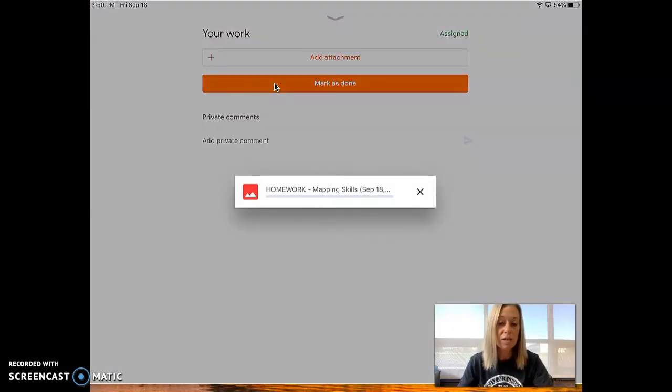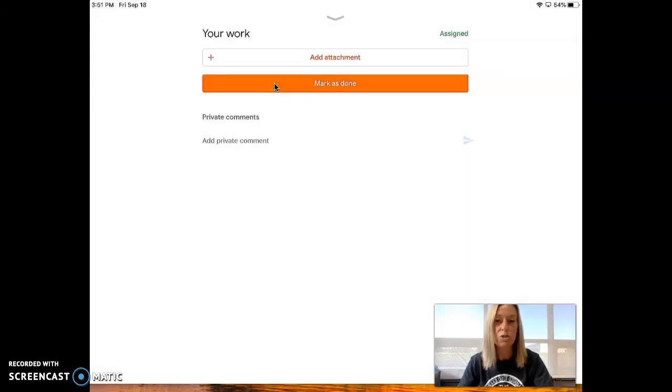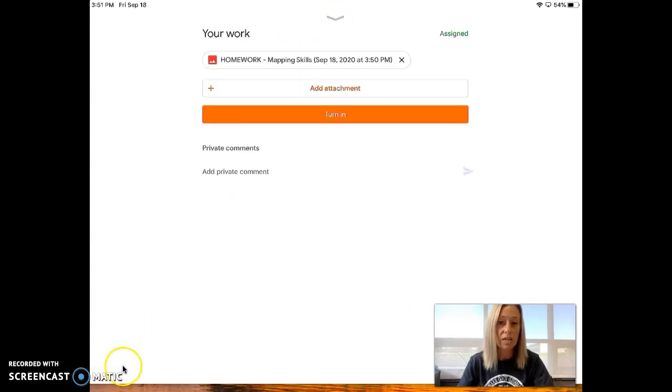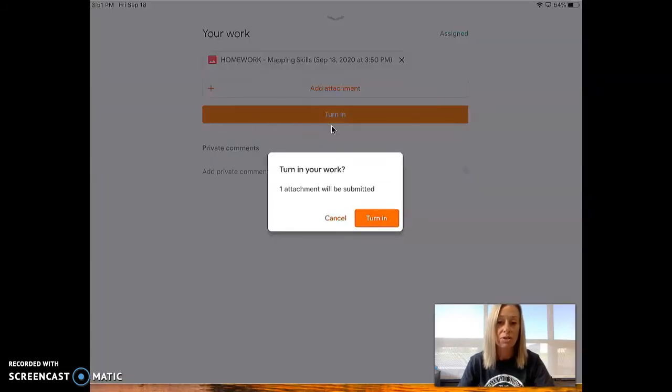Now you have to wait a little bit until it uploads. Depending upon how big it is, it shouldn't be too big, so it shouldn't take too long. But you want to make sure that it shows up before you click any further. So there it is. Again, be patient while you are doing this. So there's my attachment, and then all I have to do is click Turn In. Yes, one attachment will be submitted. I click on Turn In.